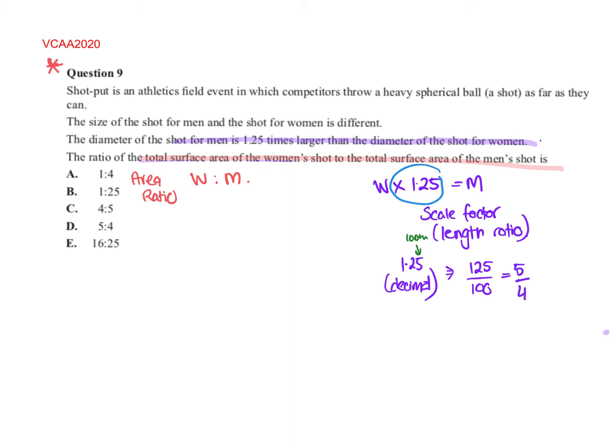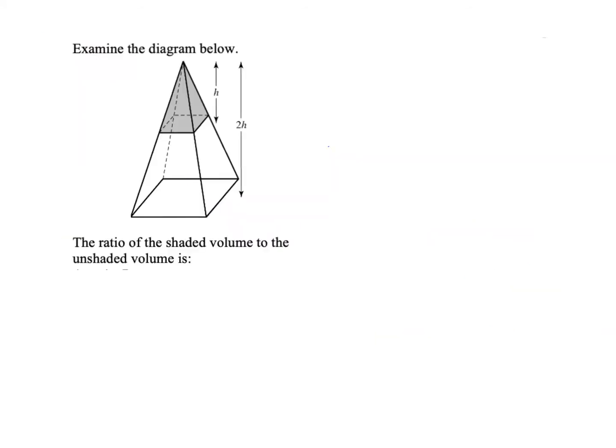So really, this would be the men's and this would be the women's. So if I have the length ratio, if I wrote it in terms of women to men, I'd have 4 to 5. Now when we want to get the area, we square them, so I end up with 16 to 25. So there's that answer.